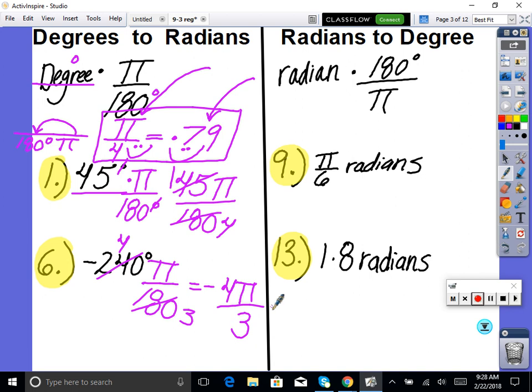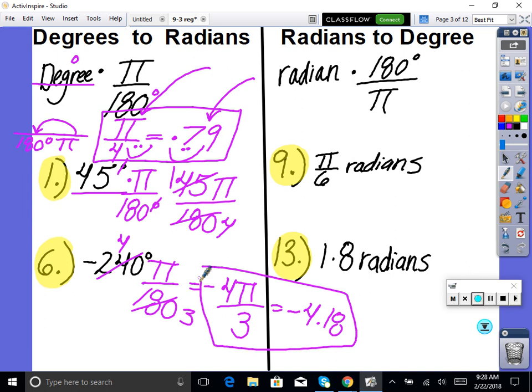And then our decimal answer would be type in negative 4 times pi, hit the pi button, divided by 3. What decimal is that? Did you say negative 3.188? I can't hear you. Negative 4.18. Okay.